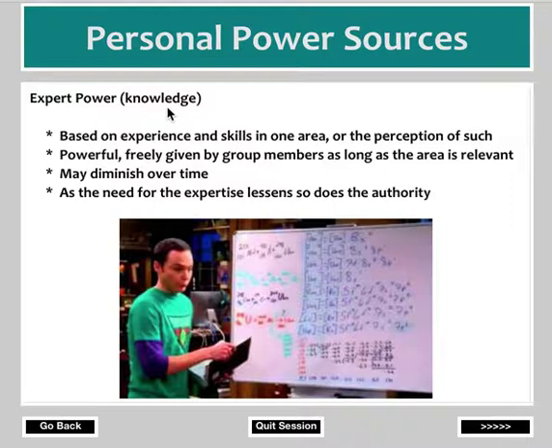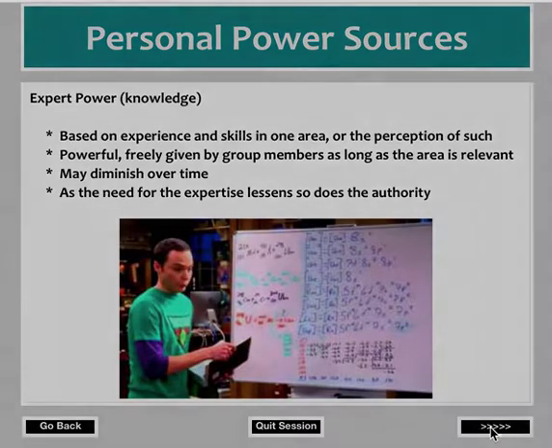And also, as the need for the expertise lessens, so does the authority. However, if there is a need for the authority and the individuals that you supervise see you as an expert, that is a very powerful form of social control, and they freely give it to you.